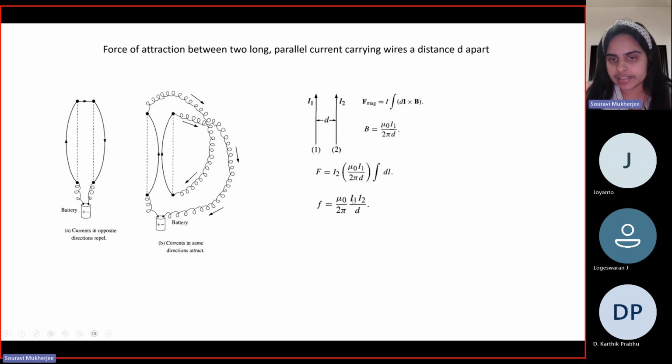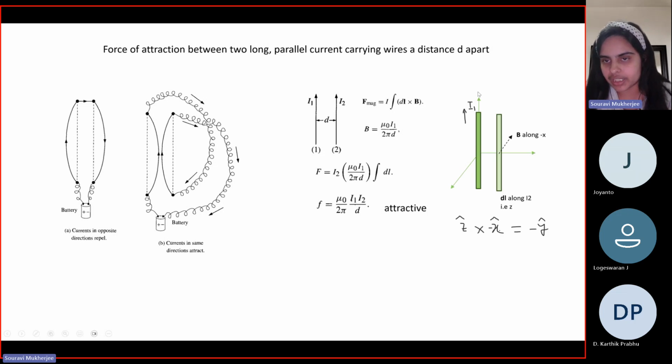In cases where the currents are in the same direction, you can see that the force has a positive magnitude, which means it would be an attractive force. While if the currents are anti-parallel to each other, you'll have a minus sign here, which denotes that the force is repulsive. To understand that better, this is an attractive force, so now we can look at this.